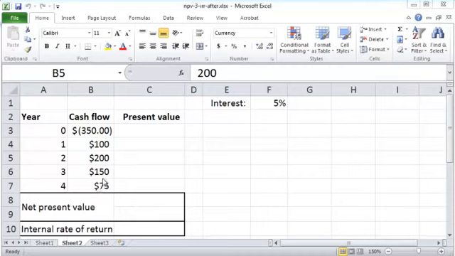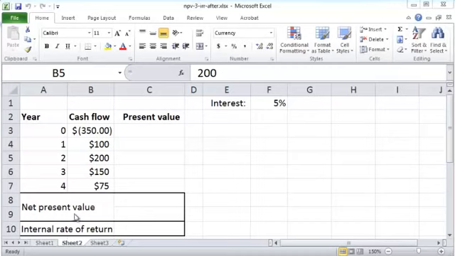If the net present value of these cash flows at this hurdle interest rate or at this cost of capital is positive, then it's better to invest in this. If the net present value is negative, it's better to put money in the bank and earn 5% interest rate.